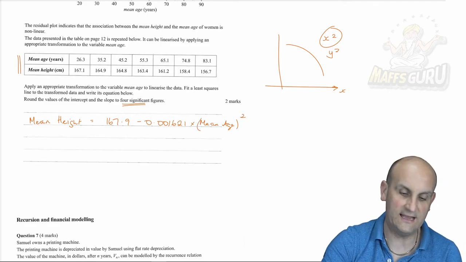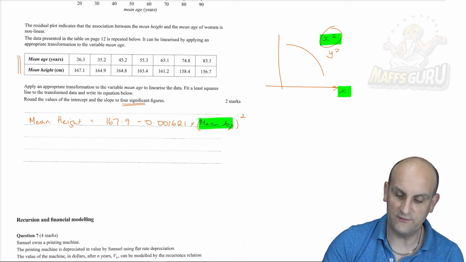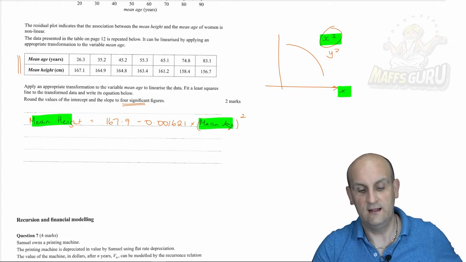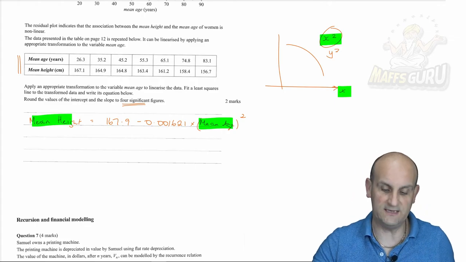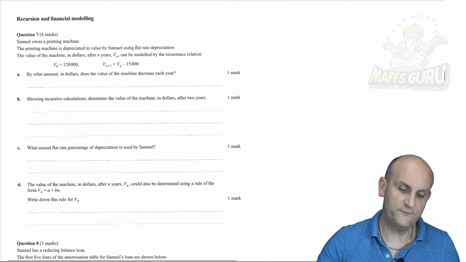Because we were doing an x squared transform, we needed to make sure that my x value, which was the mean age, is squared, and my mean height. Okay, so again, that was the equation that you needed to do. I think the biggest problem here was just doing things to decimal places. That's the first section done.